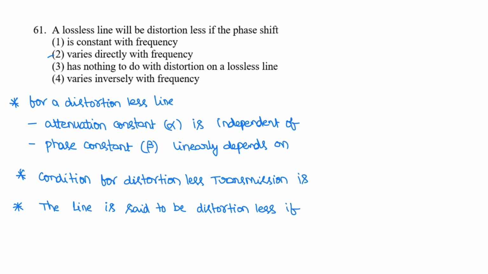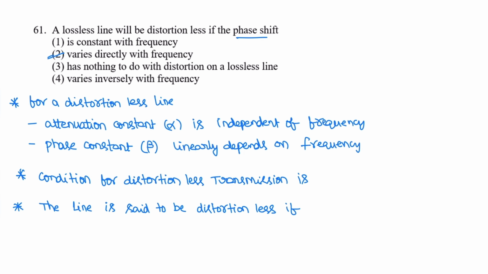Next question. A lossless line will be distortionless if the phase shift. So generally, for a distortionless line, the attenuation constant alpha is independent of frequency, and the phase constant beta is linearly dependent on frequency. So attenuation constant alpha is independent of frequency, and phase constant, here it is phase shift, is linearly dependent on frequency, so the correct option is 2.